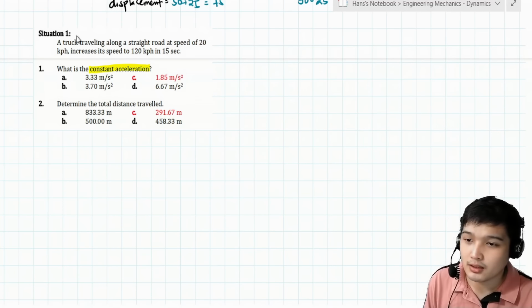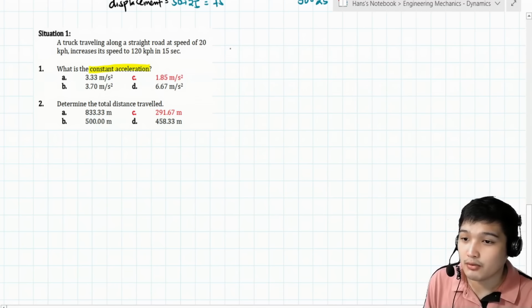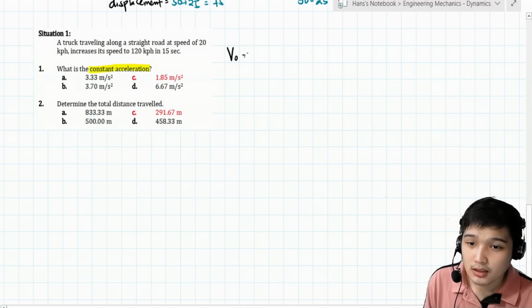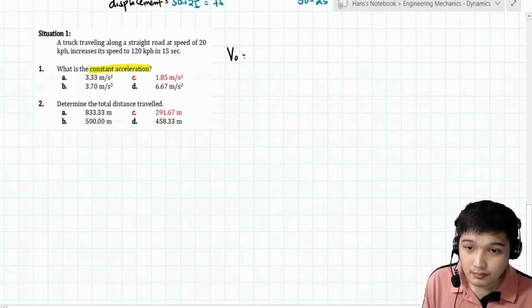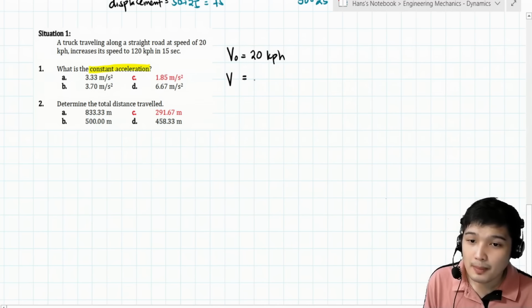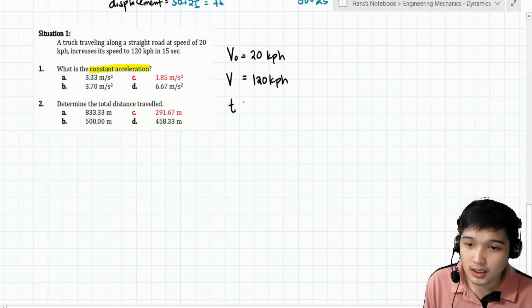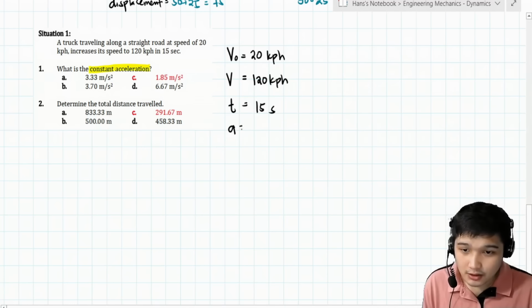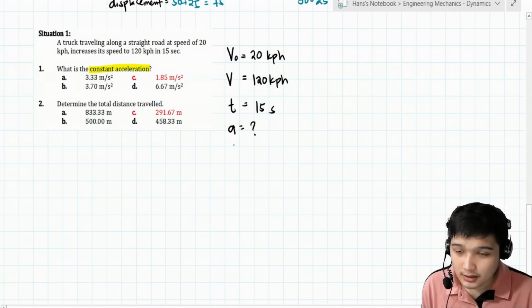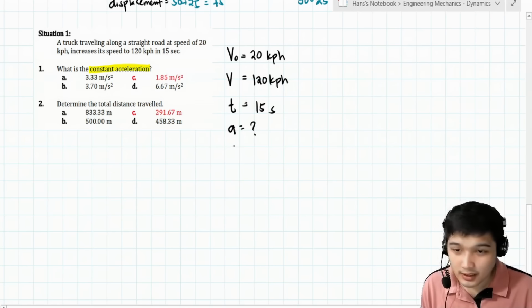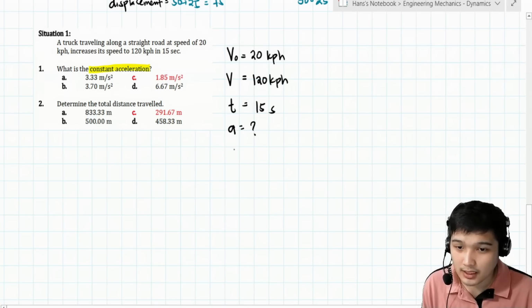So, what are the given, class? So, we have here the initial velocity, 20 kilometers per hour. We have the final velocity, naging 120 kph daw siya. At what time interval t? That is after 15 seconds. So, tinatanong yung acceleration, saka yung total distance. So, distance is the same as displacement for this problem. So, lagay natin S. Okay?